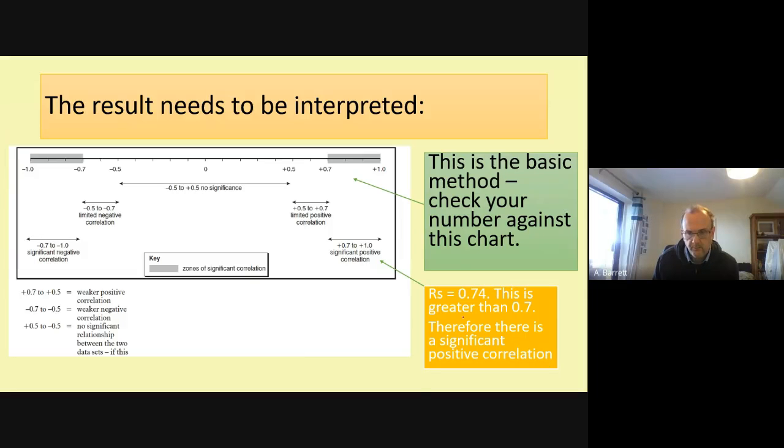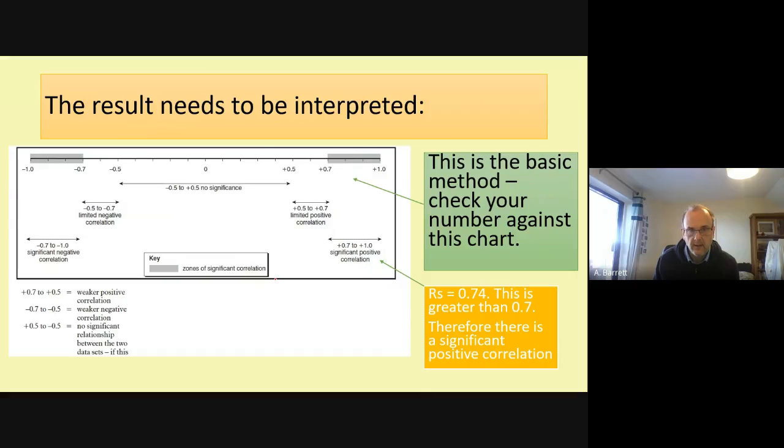This means that you can reject the null hypothesis. If you remember, the null hypothesis is the idea that this could all have happened by chance. So because you're in this area here, okay, you can absolutely reject the null hypothesis and say there is a significant positive correlation between the 2 sets of data.